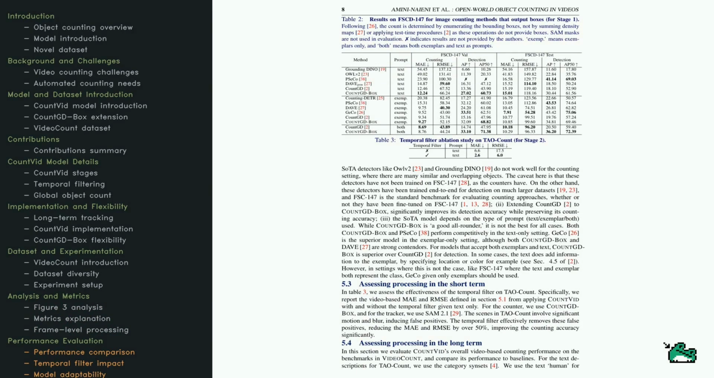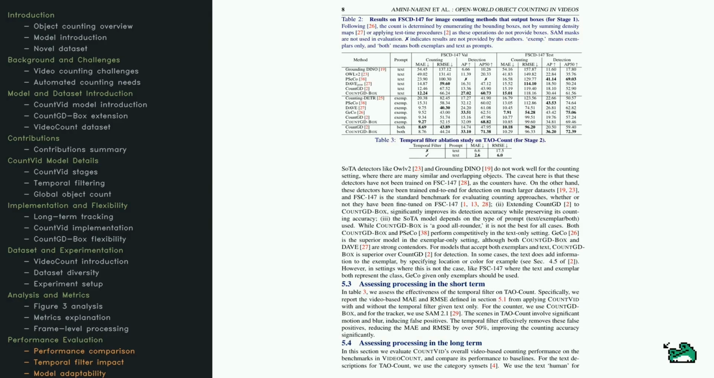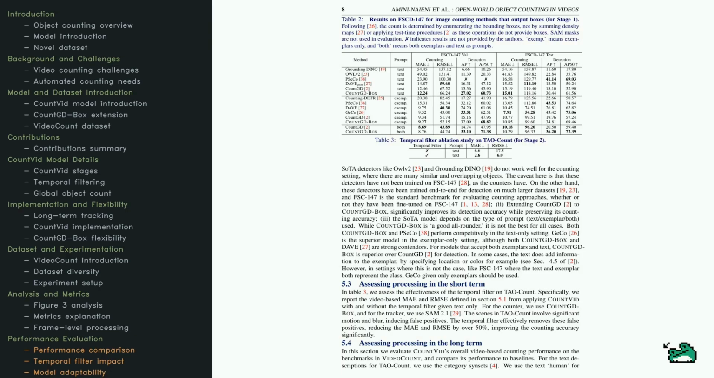On this page, let's talk about the power of the temporal filter in reducing errors during object counting. Check out Table 3 here, which shows its impact on the TAO count dataset. When using text prompts, the temporal filter cuts errors by more than half, demonstrating its effectiveness in refining object count accuracy. The page also examines different methods and their performance on the FSCD 147 dataset. It compares counting and detection accuracies using various prompts, such as text, exemplars, or both. COUNTVID box emerges as a strong performer, especially when using both exemplars and text. However, its performance can vary based on the type of prompt used.